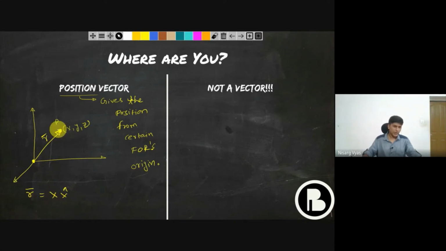Its X component is the projection over X axis, which is X, as you can see here. Its Y component is the projection over Y axis, which is Y, as you can see here, and its Z component. I know this drawing looks like the vector is only in two dimensions, but consider it as a vector in three dimensions.